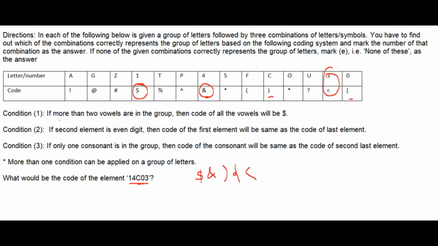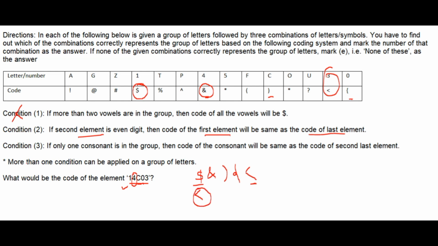Now come to all the conditions. Tell me, are there more than two vowels? No, only one vowel is there, so condition 1 will not apply. Condition 2: second element is an even digit. Yes, the second element is 4. So what is the second condition saying? If the second element is an even digit, then the code of the first element will be the code of the last element. So the code of the first element will be replaced by the last code.